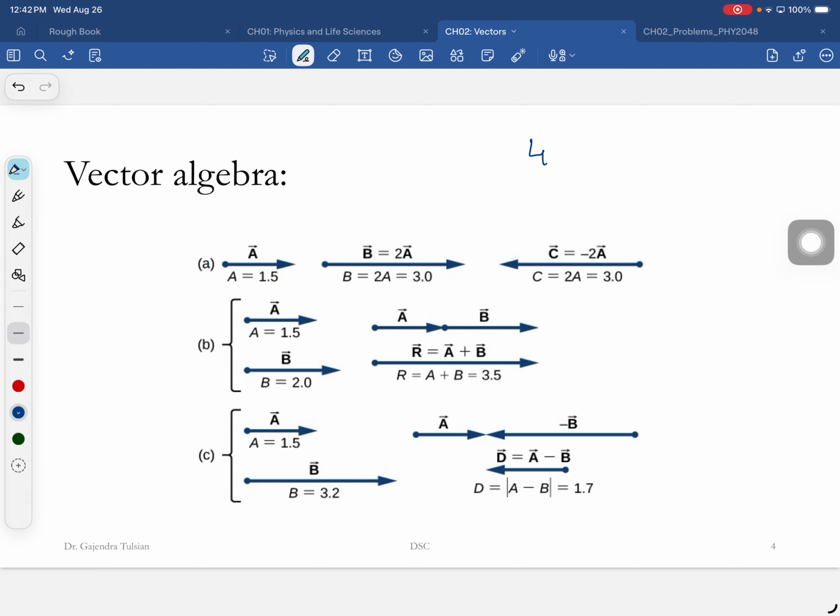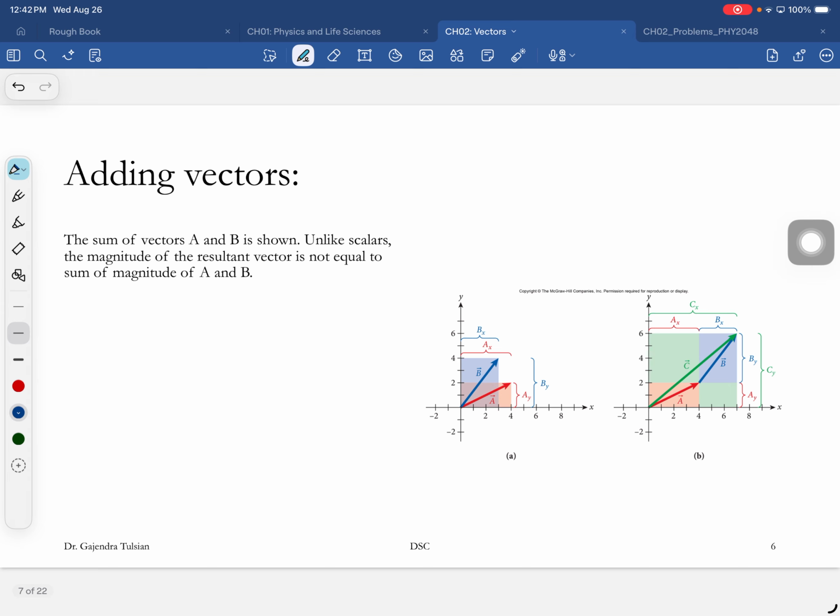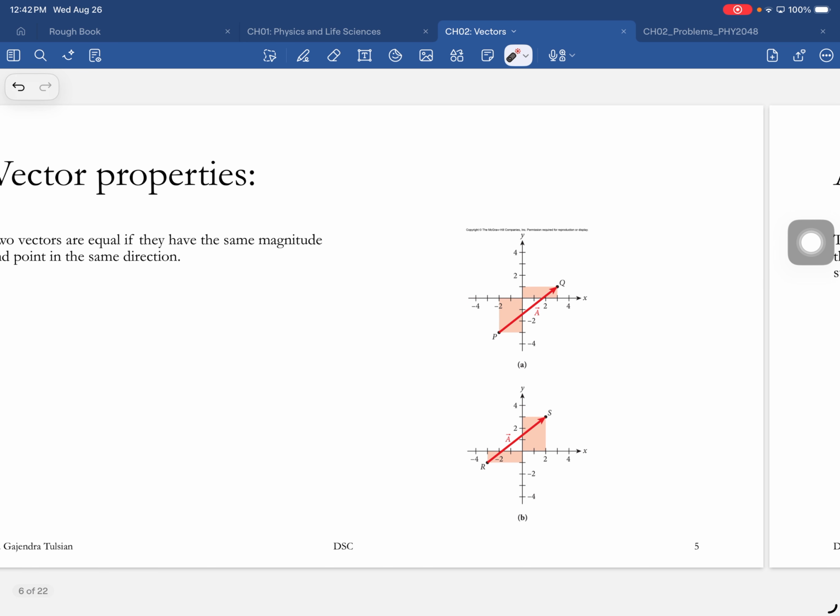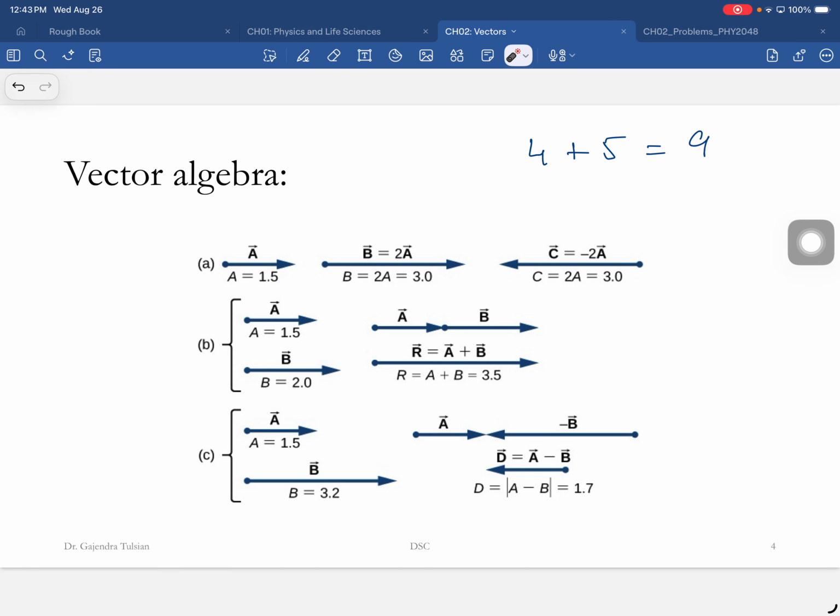Now, when you add scalars, 4 plus 5 is 9. Generally, when you add vectors, if you add a vector of 4 units long and 5 units long, you don't get a vector that's 9 units long. The only time that will happen is when? When they point in the same direction. Very good.